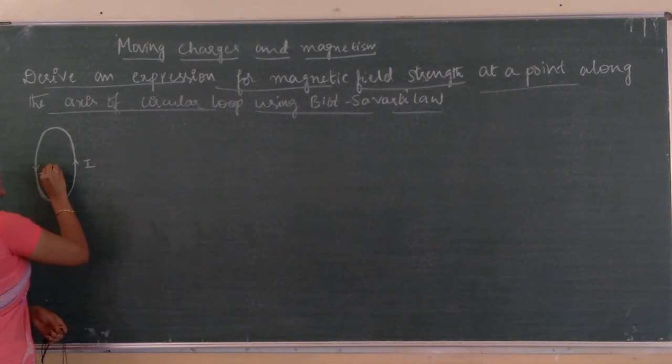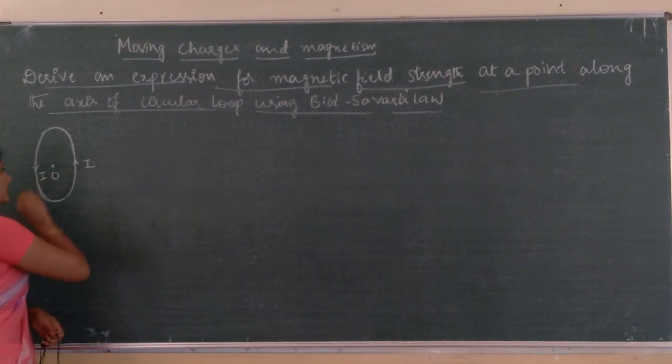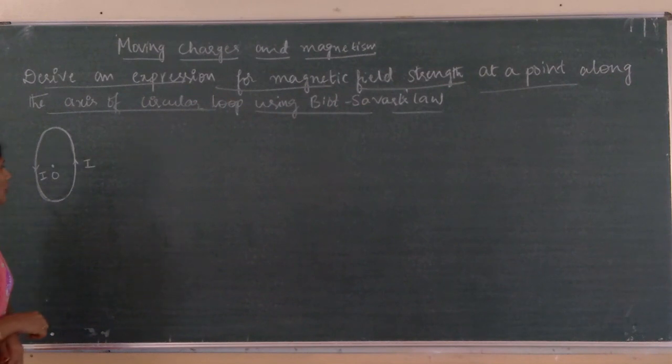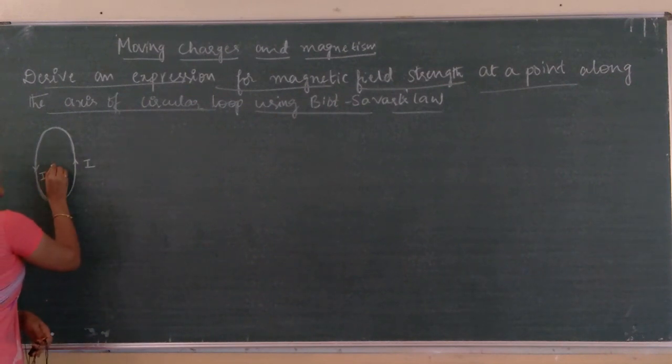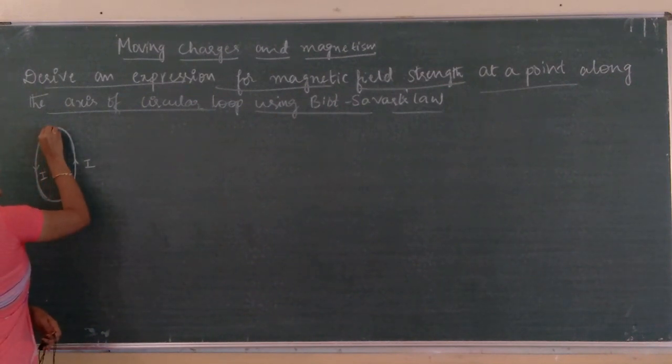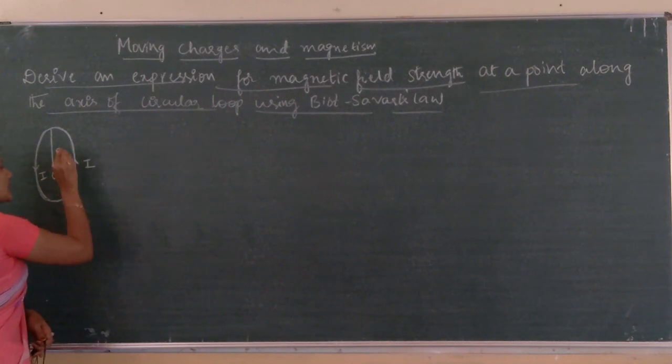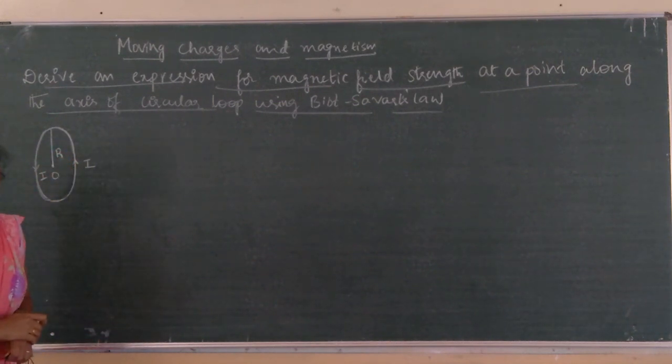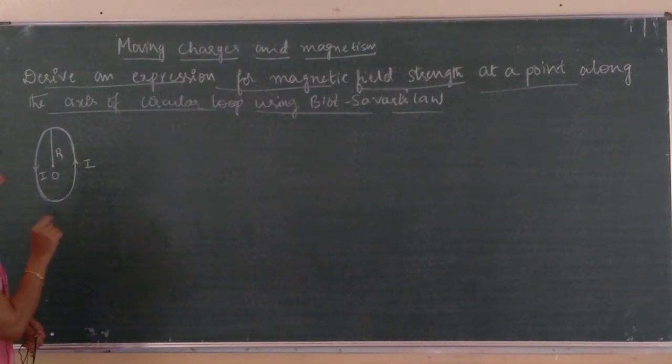O is the center of the circular loop, the origin or the center, and capital R is the radius of the loop. R is the radius, I is the current flowing in the coil, and O is the origin or the center.